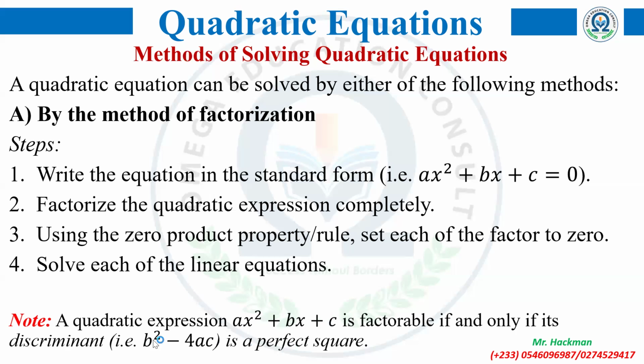If the value of b squared minus 4ac is a perfect square, then your quadratic expression is factorable. Once it's factorable, you can solve by the method of factorization. If b squared minus 4ac, your discriminant, is not a perfect square, then you cannot factorize. Once you can't factorize the quadratic expression, you cannot use the method of factorization, because that method depends on you being able to factorize a quadratic expression. Is my point well made?